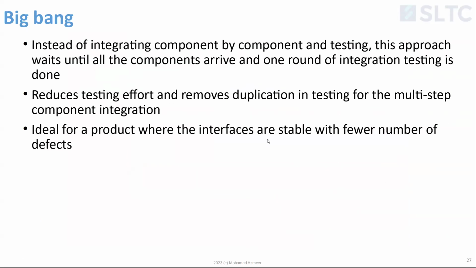Okay. And then comes the next one, the Big Bang. So what do you mean by the Big Bang? Well, as it says, you test the whole thing at once. Instead of integrating component by component and testing, this approach waits until all the components arrive and then one round of integration testing is done. So remember, wait until all the components arrive. You can't test the whole thing when some pieces are still being developed. This reduces testing effort and removes duplication in testing for the multi-step component integration.